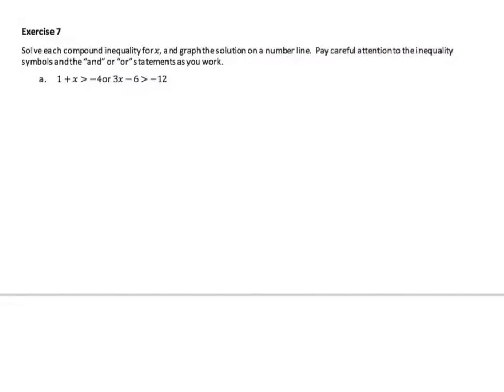All right, exercise 7, solve each compound inequality for x, graph the solution on a number line, pay careful attention to the inequality symbols and the and or statements as you work. So this is an or statement. I'm going to subtract 1 from both sides in that beginning, so x is greater than -5. And then for the next one, add 6 to both sides. And that gives me -6. Divide both sides by 3. I have -2. Cool. So it's an or statement.